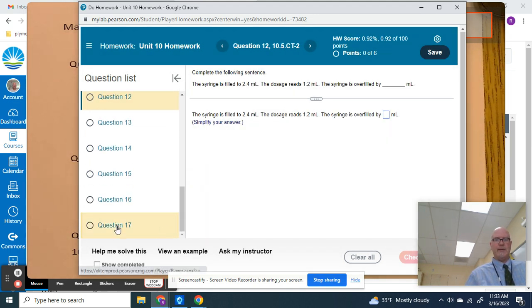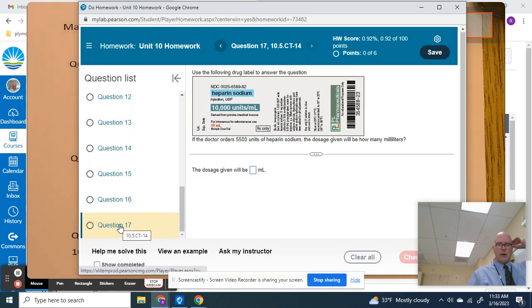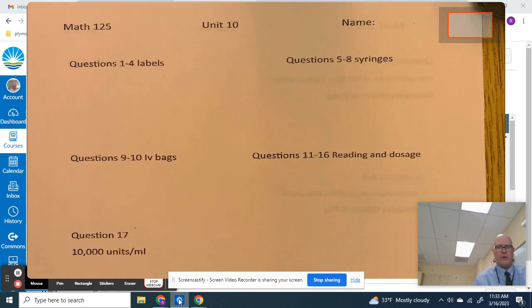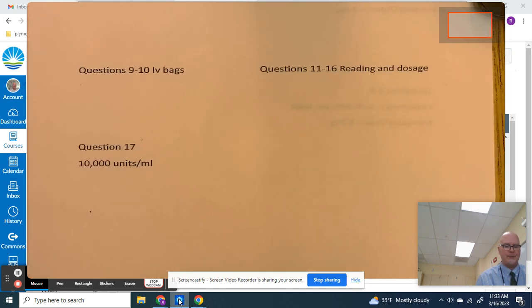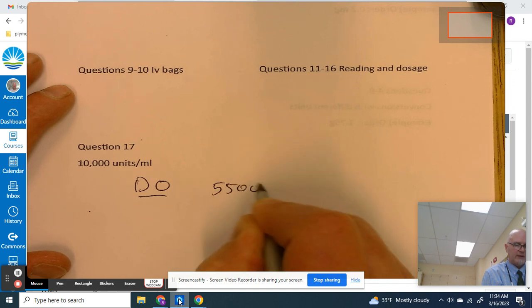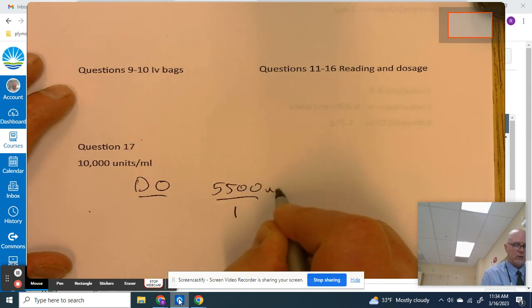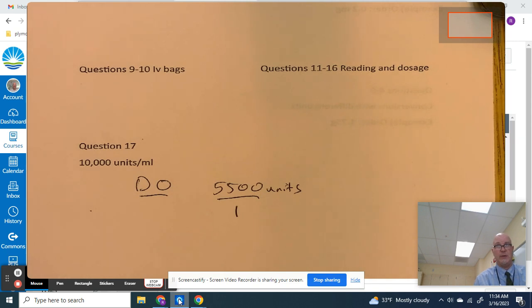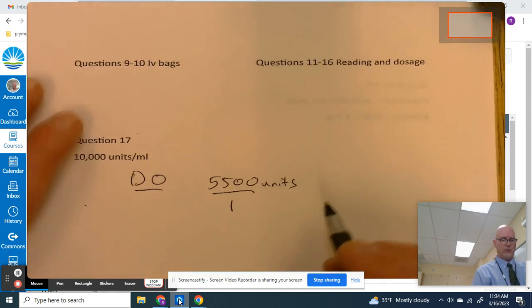And the only question that gave us something to talk about was right here. And so this is a label that says it's 10,000 units per every ml, and it says here the dosage given will be in certain mLs, and the doctor's order is 5,500 units. So this is how we would set this up on our piece of paper. The doctor's order always comes first, so that would be 5,500 units over 1, which is very similar to what we did in those warm-up examples. We always put it over 1.